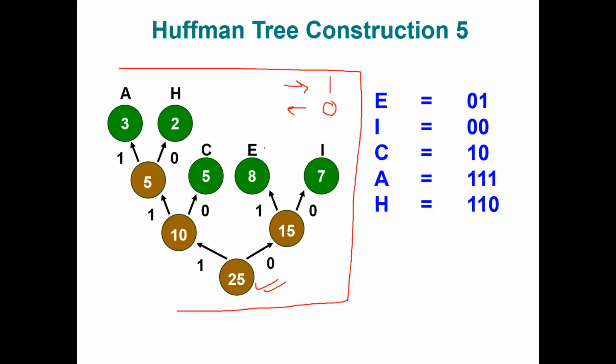E is here, we have to go one left and then one right, so that would be 0 and then 1. Similarly for I, we have to go two lefts, so this would be 0 and 0. Similarly, I'll show you for H. H is here. Now we have to go one right, that's a 1. Another right, so another 1, and then one left, so that's 0. This is the tree construction of the Huffman tree.